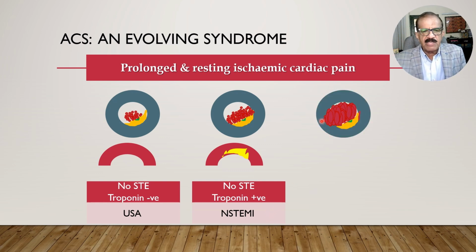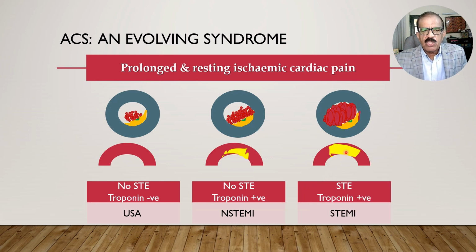In the third category, if the patient is a little unlucky or presented late, there may be a completely occlusive thrombus, and it may cause transmural infarction, full thickness infarction, and full thickness infarction would cause ST segment elevation. By the way, I have separate videos on ECG which would explain this concept in much more detail, how transmural infarction causes ST segment elevation and how non-full thickness infarction does not. So this would cause ST segment elevation, and troponins will also be positive. So this will be called ST segment elevation myocardial infarction.